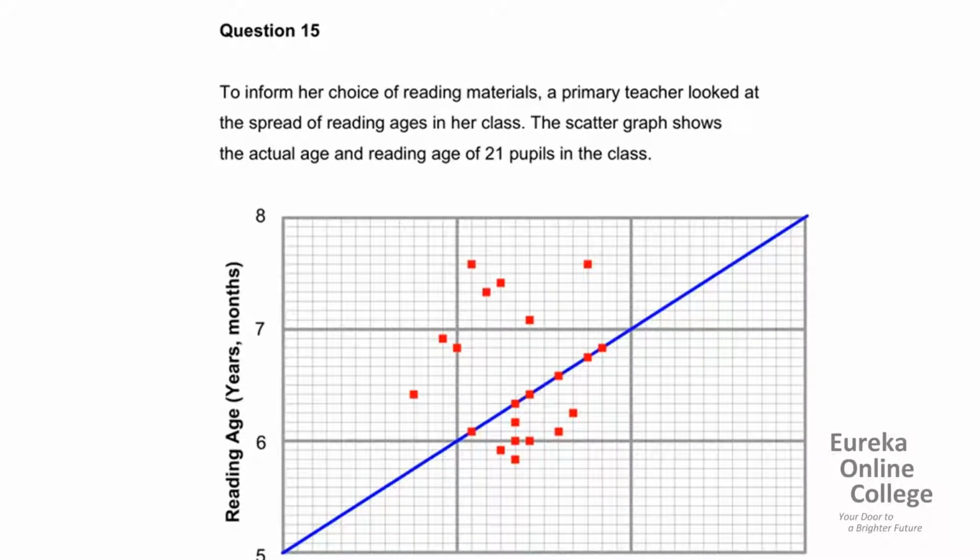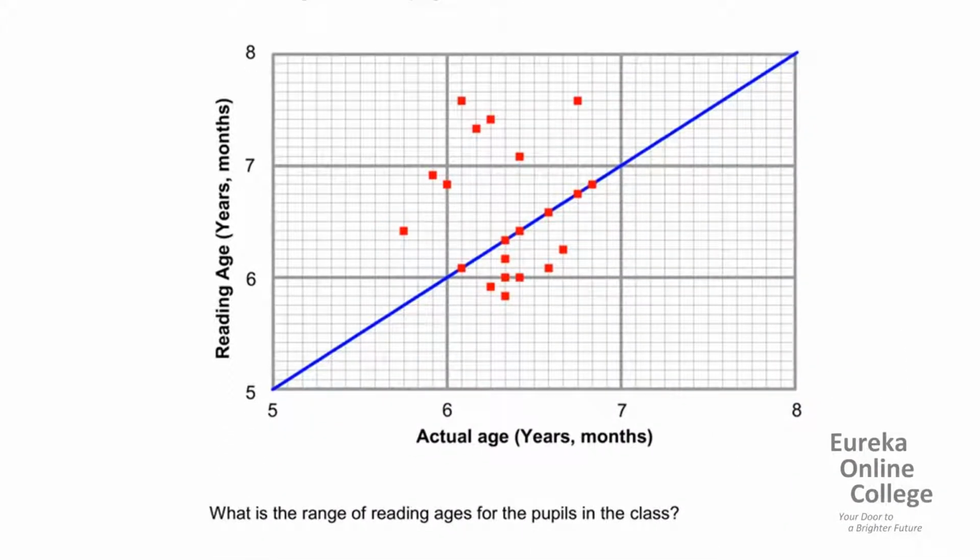Question 15. To inform her choice of reading materials, a primary teacher looked at the spread of reading ages in her class. Again, the scatter graph shows the actual age and reading age of 21 pupils in the class. What is the range of reading ages for the pupils in the class?